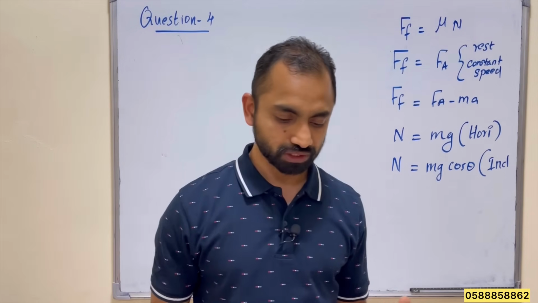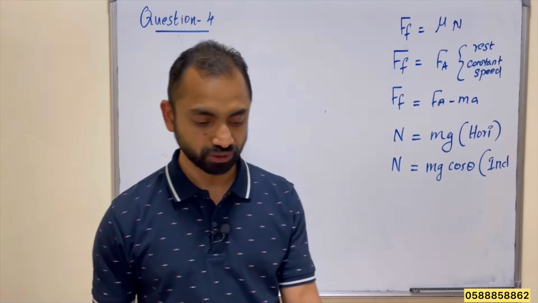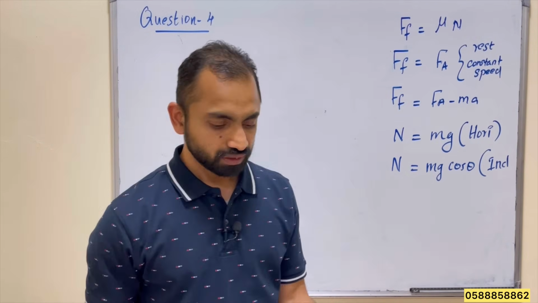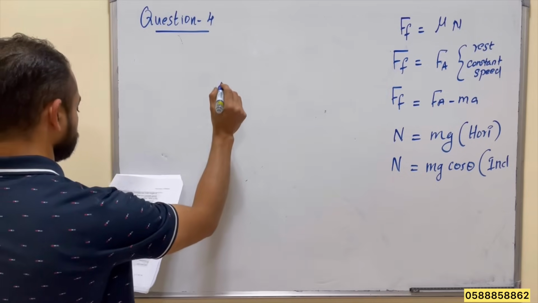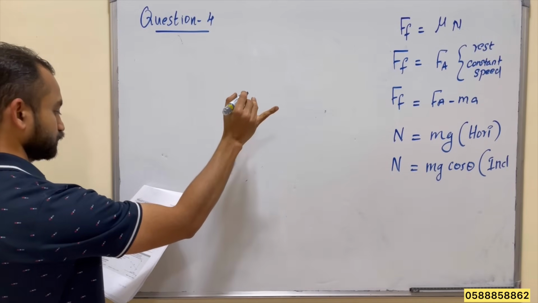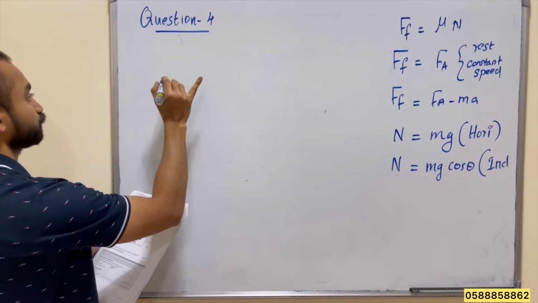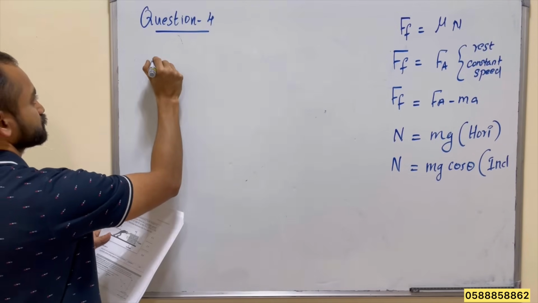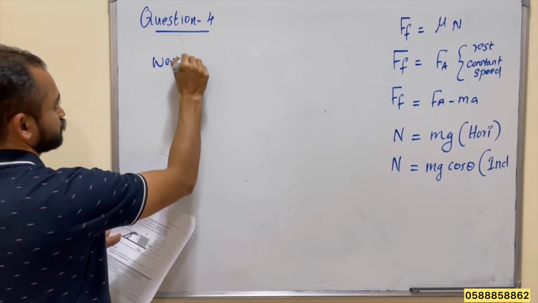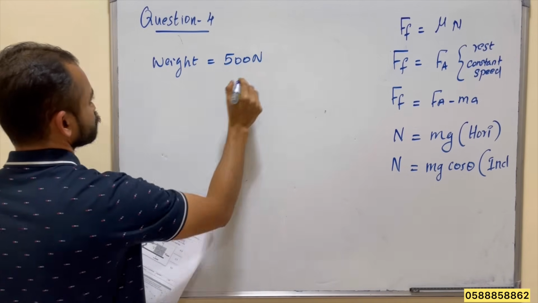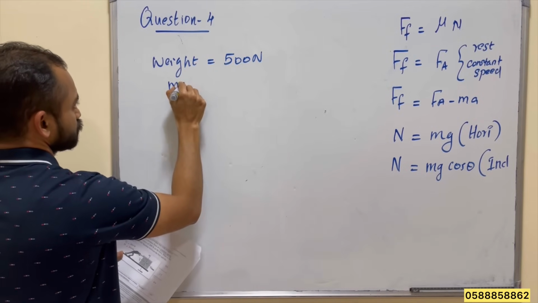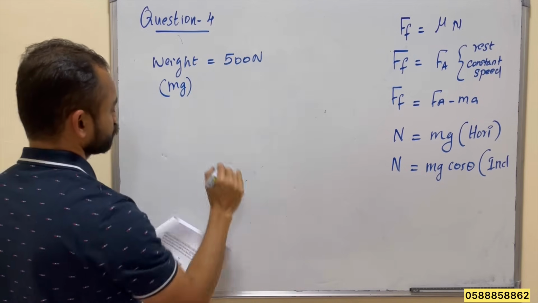Ahmed is pushing a wooden box with a weight of 500 Newton across a wooden floor at a constant speed. So here the weight is given, that is 500 Newton. Weight means what? Weight means mg, right? So mg is directly given as 500 Newton.